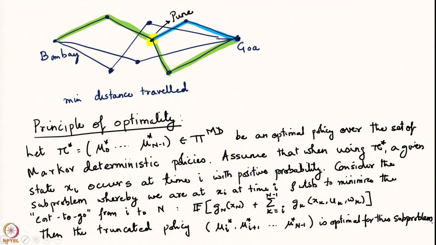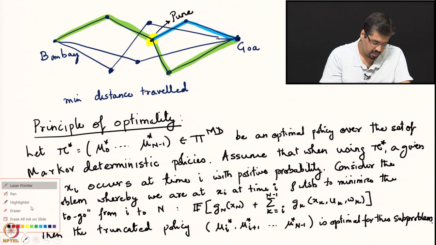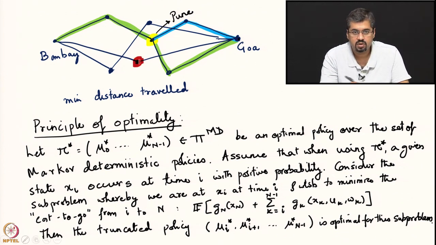So what is the overall philosophy of this particular algorithm? The philosophy comes from the principle of optimality. The principle of optimality has told us that the shortest path from Pune to Goa is this green path, but as a corollary it is also telling us a few other things. For instance, suppose I had found the shortest path from any intervening node to Goa. Suppose I had found the shortest path from Pune to Goa, and suppose I had also found the shortest path from this red node to Goa, okay.